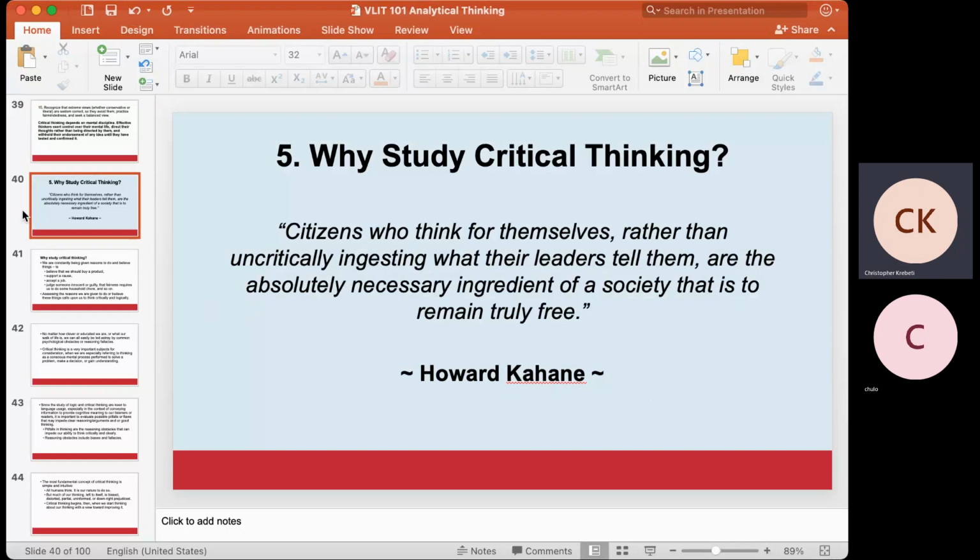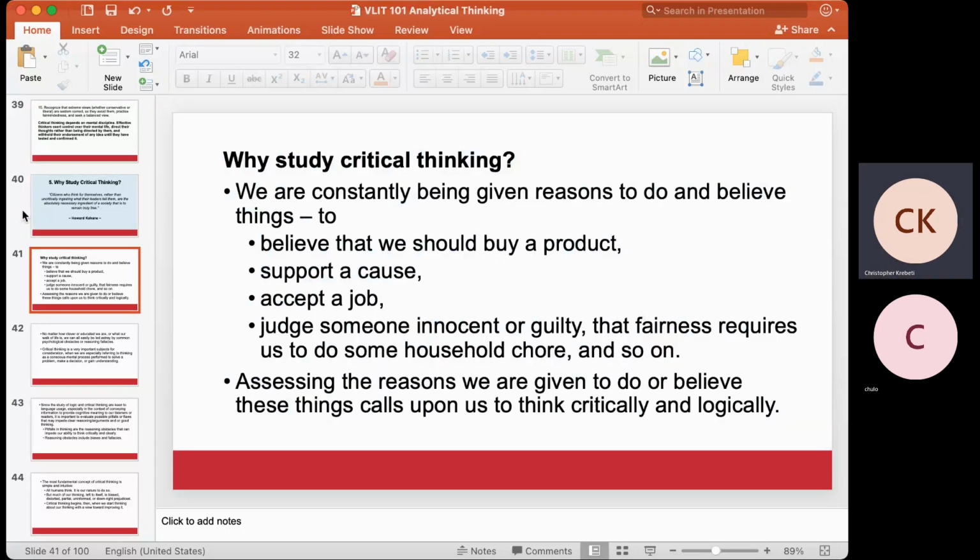So if you have a society which does not encourage thinking, but which often would chastise people who even think or are independent-minded, there's a problem. We cannot grow as a society. So we study critical thinking basically for these issues. One is because we are constantly being given reasons to do and believe things. Okay, so to do and believe things, what does it involve?